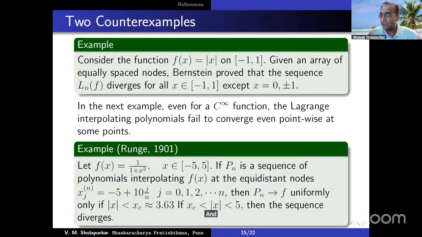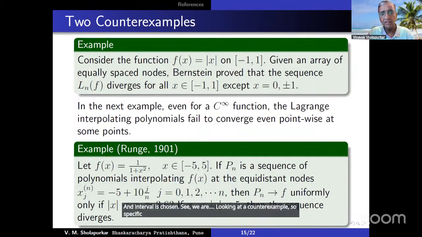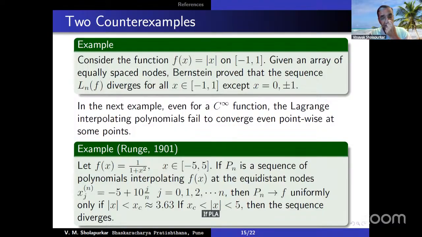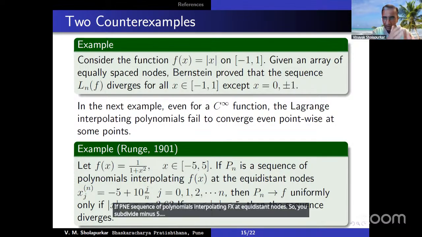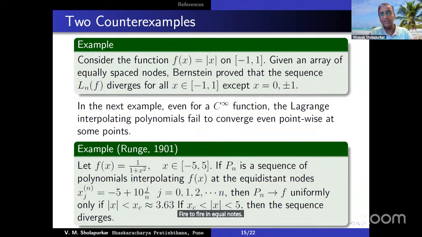And the interval is chosen. See, we are hitting at a counter example. So a specific interval is taken. If P_n is a sequence of polynomials interpolating f(x) at equidistant nodes, so you subdivide -5 to 5 in equal nodes, then P_n converges to f uniformly only if the absolute value of x is in a certain interval. This number is computed by Runge. And outside this interval on both sides, near -5 and 5, the sequence diverges.